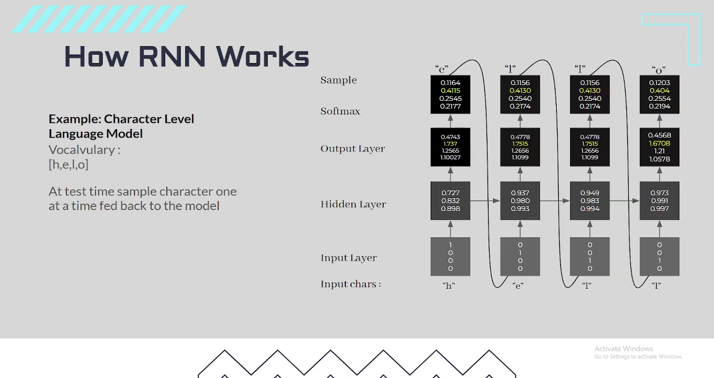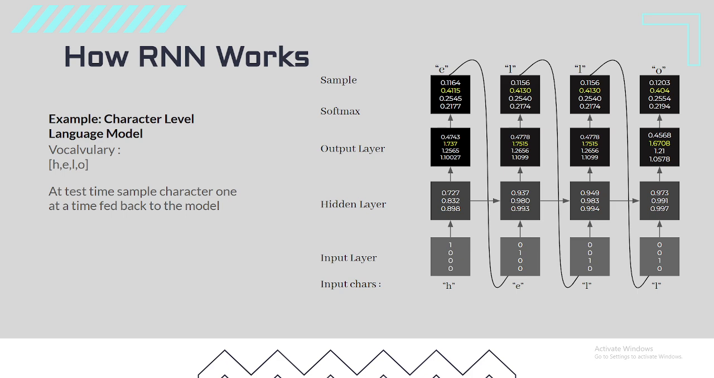Vector sampling at test time. Now let's look at what happens during test time, when the model is used to generate text rather than train on it. We are still using a character level RNN with the same vocabulary H, E, L, O. During training, we had access to the full sequence like hello. But at test time, the RNN predicts one character at a time. And we feed that prediction back into the model to generate the next one.